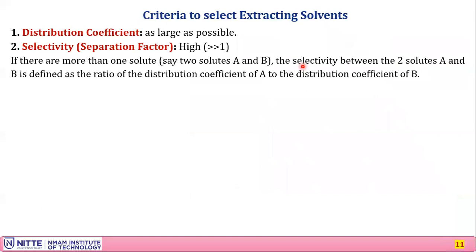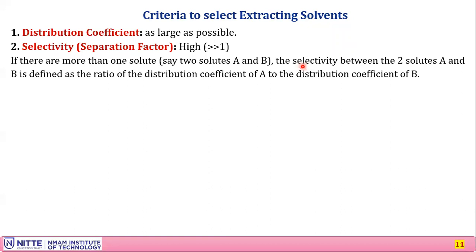Now the last part, how do we select this extracting solvent? There are many criteria. The most important criteria I am listing in the beginning. Distribution coefficient as large as possible. So what is distribution coefficient? K. It is the concentration in the extract phase to concentration in the raffinate phase. So extract phase concentration should be high enough, always more than 1. Then another component comes called selectivity, and it should always be greater than 1.